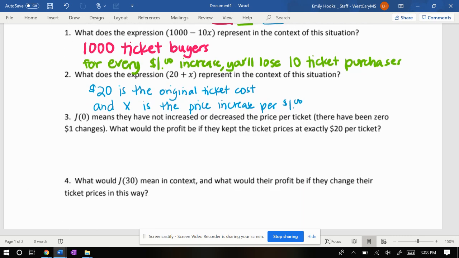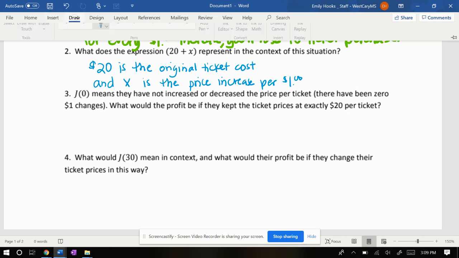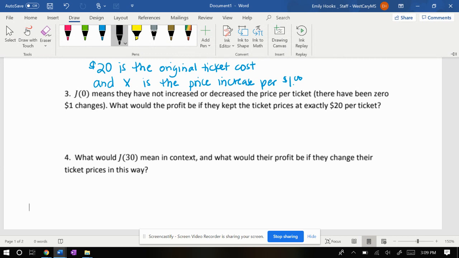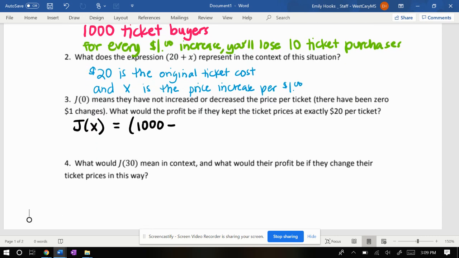J of 0 means that they have not increased or decreased their ticket price. So it's the same $20 that it was last year. So what would be the profit if they kept the ticket prices exactly the same? We're going to use the equation from up top. J of X equals 1,000 take away 10x times 20 plus x. If we do not increase it, we're going to put 0 in for x.